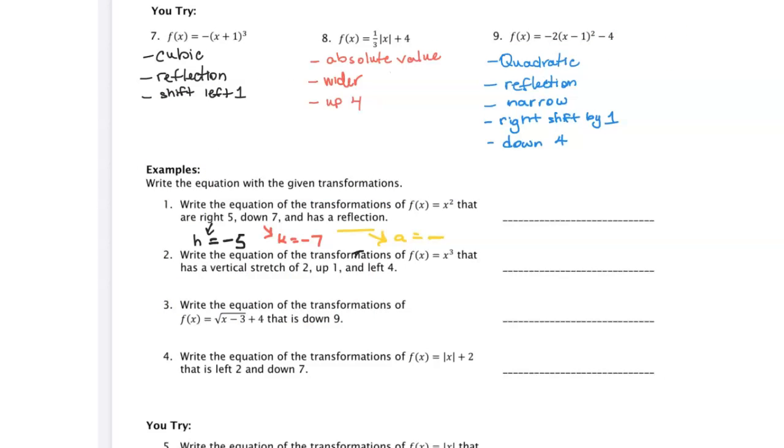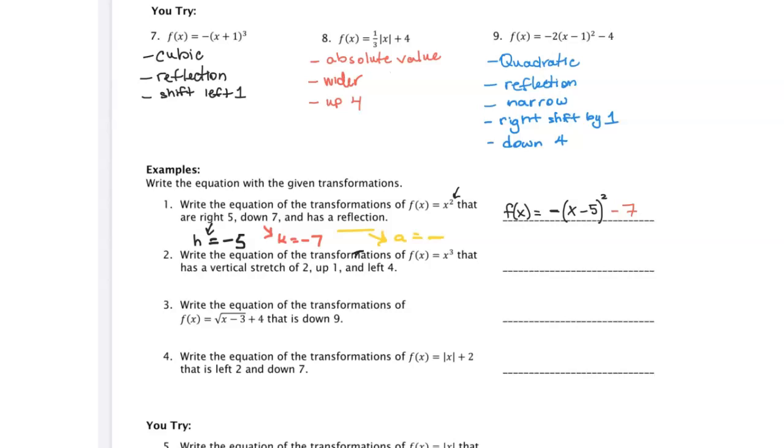Put it all together, we're going to have f of x equals, we had a negative a value, so a negative out in front, times the quantity of x. Our h is a negative 5, so minus 5, close. This was a quadratic, so squared. And then our k at the end is a negative 7 because we had that shift down of 7. And that would be our equation for this problem.